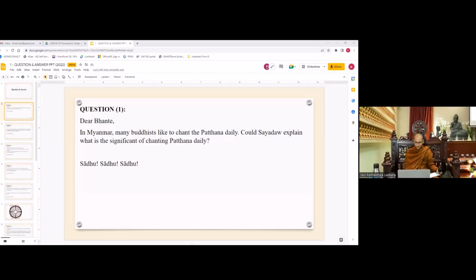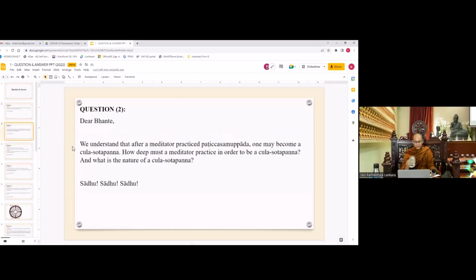Sadhu, sadhu, sadhu. So we move on to the second question. Dear Bhante, we understand that after a meditator practices Paticca Samuppada, one may become a Chula Sotapanna. How deep must a meditator practice in order to be a Chula Sotapanna? And what is the nature of a Chula Sotapanna?